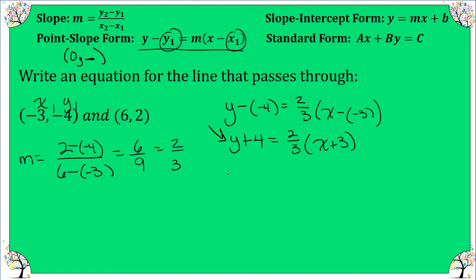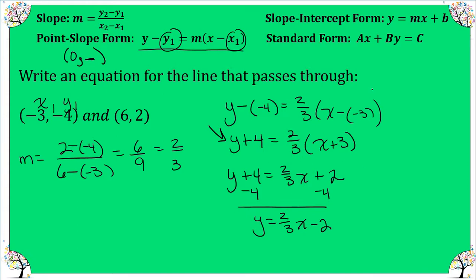Now let's put it in slope-intercept form so we can graph it. I'm going to distribute my 2/3. The 3's cancel here, leaving me with a 2. I'm going to subtract 4 from both sides, and I have y equals 2 over 3 times x minus 2. So my y-intercept is 0, -2.